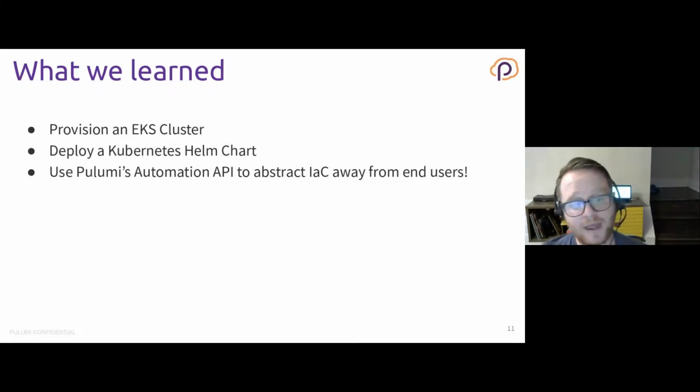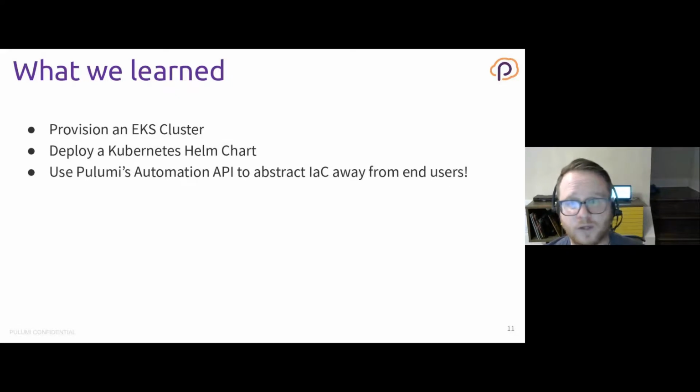And then finally, we use the Pulumi automation API to abstract all of this away from your end users. So then your end users can provision infrastructure directly without actually having to write a single line of Pulumi code. And we showed you an example, and I would love to see if anybody builds anything with the automation API. I would love to hear about it. Please let me know in the workshops channel.